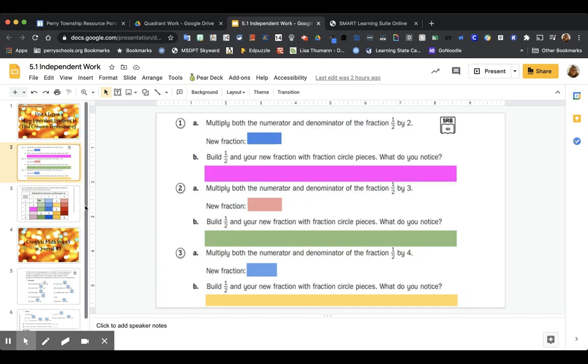So you will see that's Google Slides. On slide 2, you're going to be following the directions of creating a new fraction. So for example, this first one says multiply both the numerator and the denominator of the fraction 1/2 by 2. This is very similar to what we just did in our lesson. So you would take 1 times 2 and 2 times 2, and you get a new fraction of 2/4. And then it says build 1/2 and your new fraction with fraction circle pieces. What do you notice? So go ahead and you're going to have to access the Everyday Math website for those fraction circle pieces to be able to answer part B of each of these.